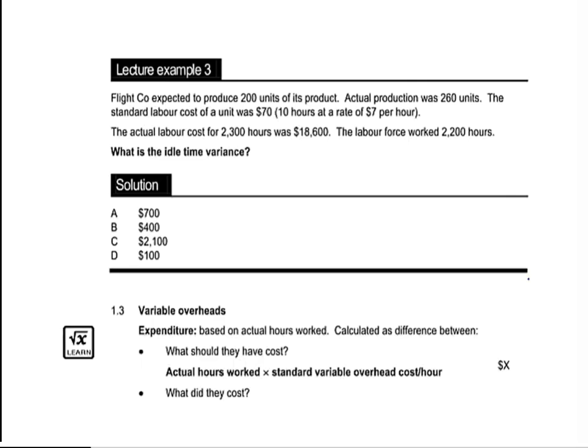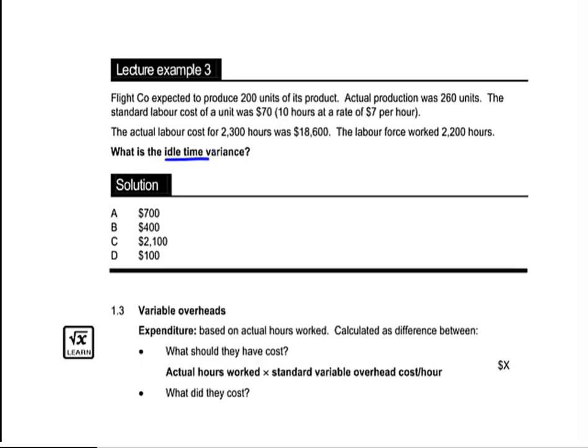For example 3 and FlightCo, we're looking at calculating the idle time variance. Remember, this is the difference between the number of hours paid and the number of hours worked. So we're given some information then that we would expect to receive about the number of units being produced and actual number of units being produced. And we're also given information about the standard labour cost per unit.